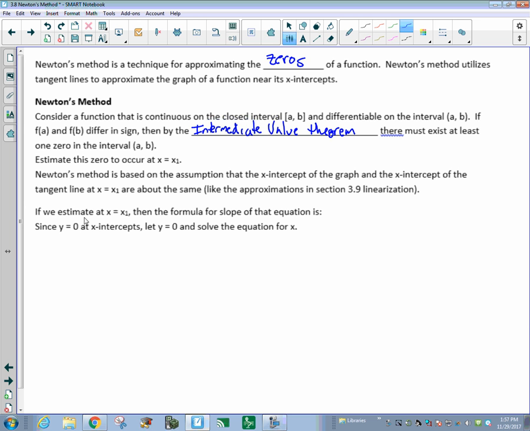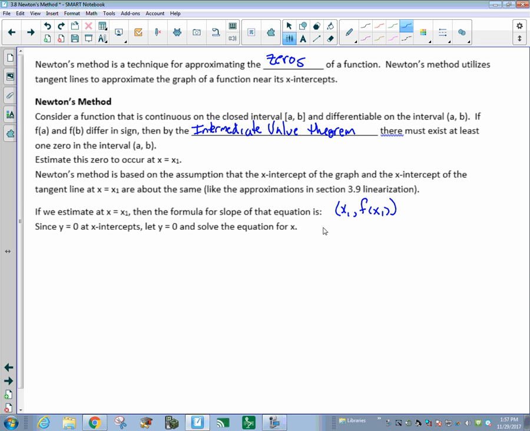And so what we're going to use is a tangent line. You have to make an initial guess, and we're going to call that x sub 1. If we pick a point like x sub 1 and substitute it into the function, we'll have f of x sub 1. That would be our point.